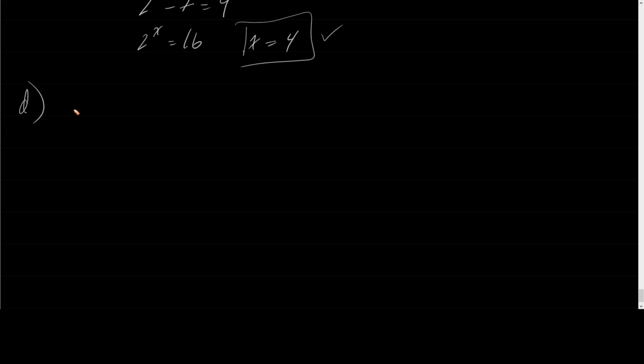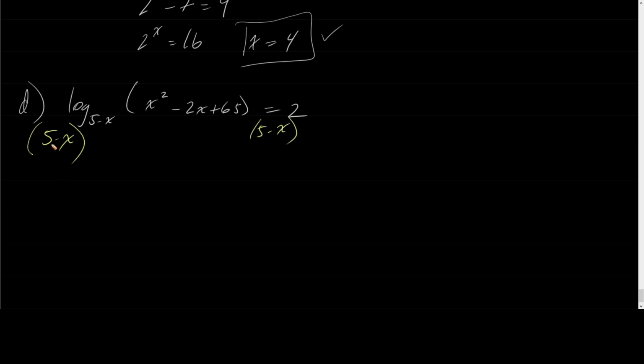Let's say that I have log base 5 minus x, so that 5 minus x is the base, of x squared minus 2x plus 65 is equal to 2. So the very first thing I'm going to do here is exponentiate both sides, because I want to get rid of that log. But to what base? Well, the base that I'm going to exponentiate both sides to is just going to be 5 minus x. On the left side, the 5 minus x and the log base 5 minus x cancel out. So we end up with just simply x squared minus 2x plus 65. On the right side, we end up with 5 minus x quantity squared, because we're exponentiating there.